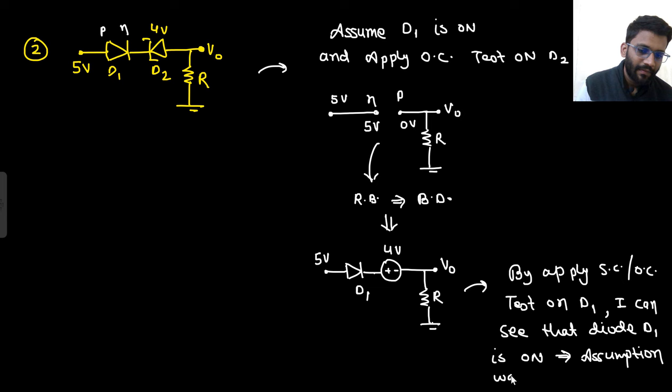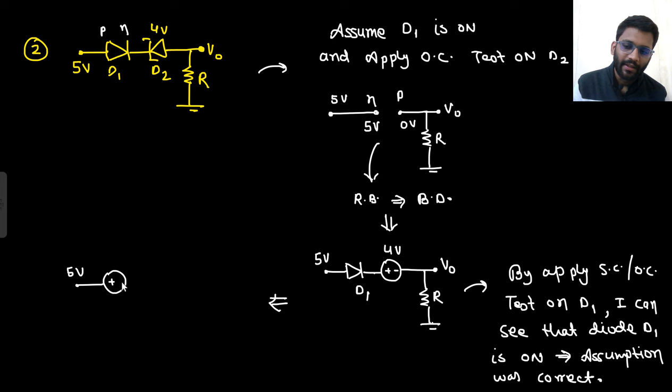So basically what will happen? Diode D1 will be on, that means it will be shorted. D2 will be replaced with a battery of 4 volt. This will be V0 and this will be your resistance R. So basically what will be your V0? V0 will be 5 minus 4, that means 1 volt. Well and good, this will be your answer.